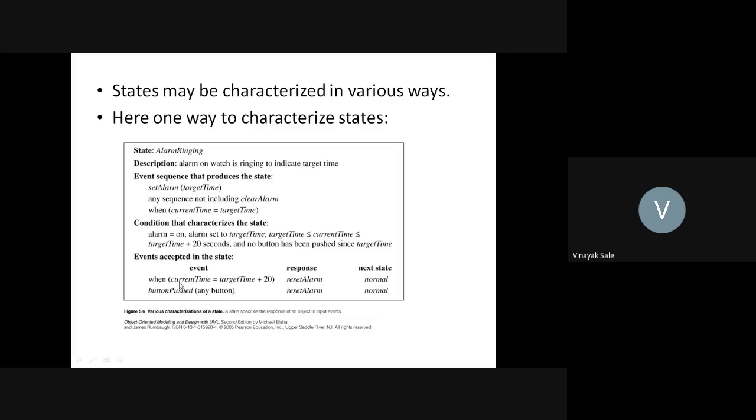So when current time is equal to target time plus 20, the alarm will ring up to 20 seconds. So the response is reset alarm and the next state will be normal. If any button is pushed, then reset alarm and the state will be normal. This is the characteristics of state events while setting or alarm ringing.